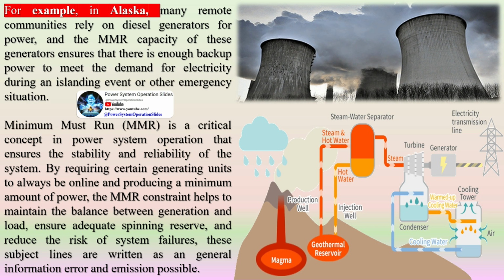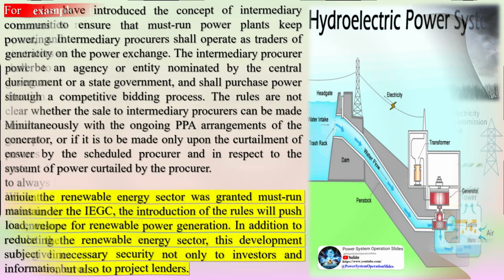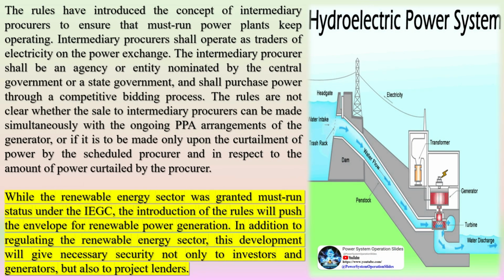The rules have introduced the concept of intermediary procurers to ensure that must-run power plants keep operating. Intermediary procurers shall operate as traders of electricity on the power exchange. The intermediary procurer shall be an agency or entity nominated by the central government or a state government, and shall purchase power through a competitive bidding process.